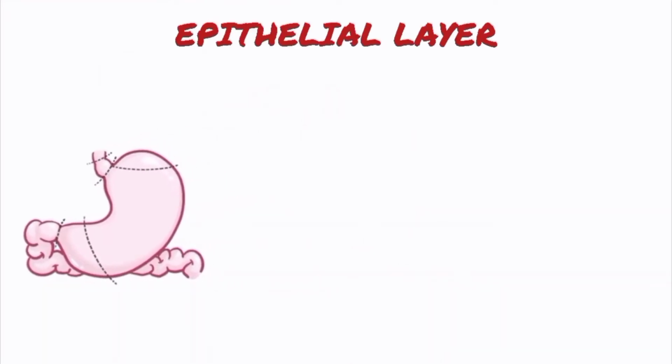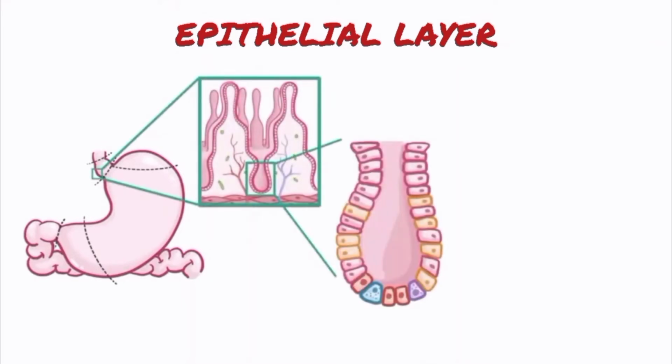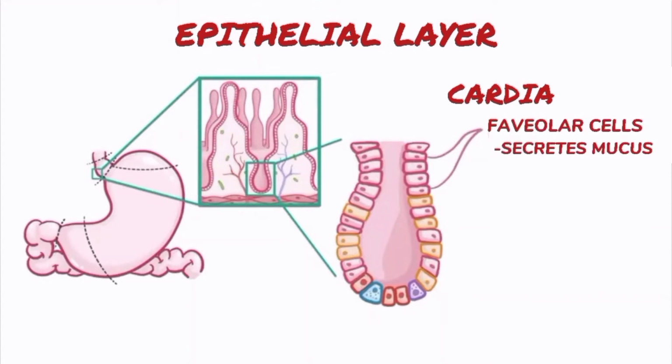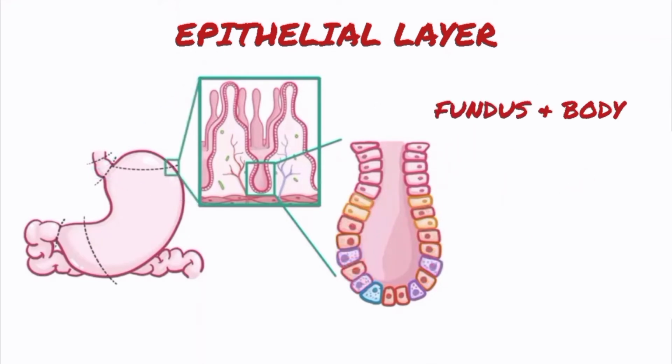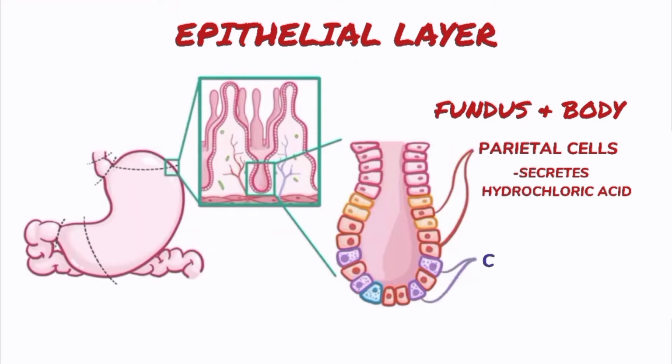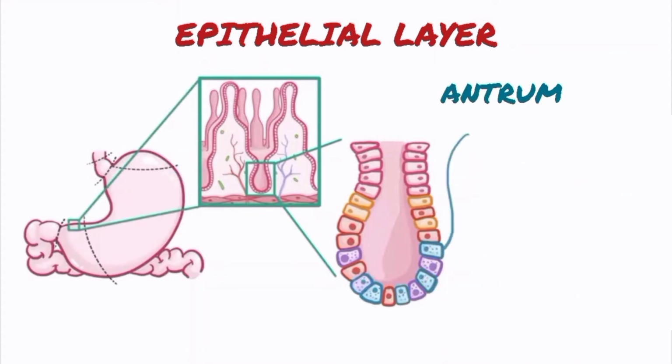The epithelial layer in different parts of the stomach contains different proportions of gastric glands, which secrete a variety of substances. Having said that, the cardia has mostly mucous cells that secrete mucus, which is a mix of water and glycoproteins. The fundus and the body have mostly parietal cells that secrete hydrochloric acid, and chief cells that secrete pepsinogen, which is an enzyme that digests protein. Finally, the antrum has mostly G cells that secrete gastrin in response to food entering the stomach.